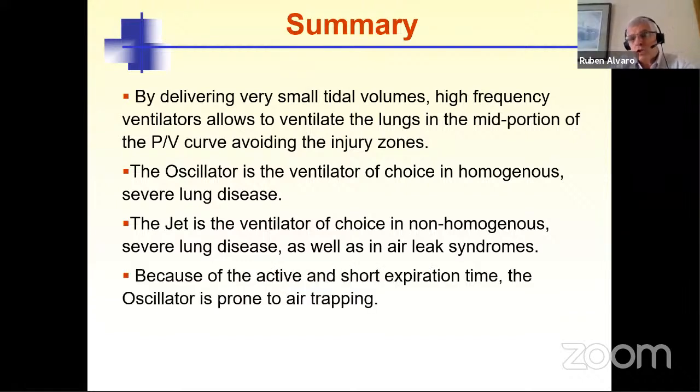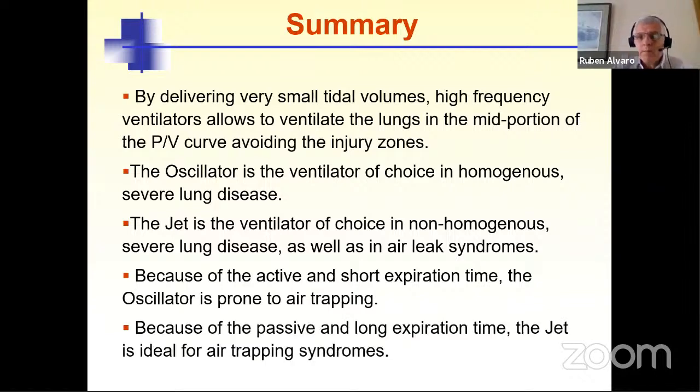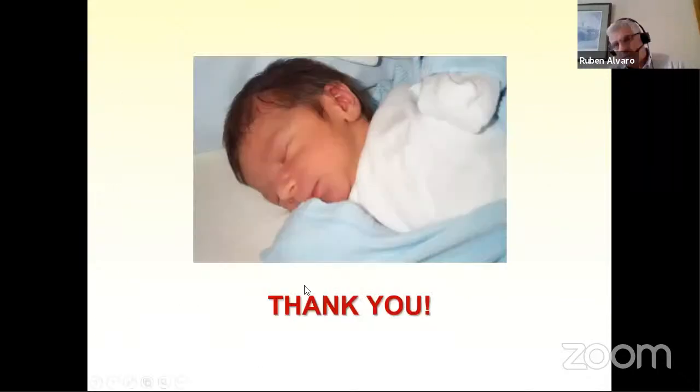Because of the active and short expiratory time, the oscillator is prone to air trapping. Because of the passive and long expiratory time, the jet is ideal for air trapping syndrome. And I think that's the end. Thank you so much.